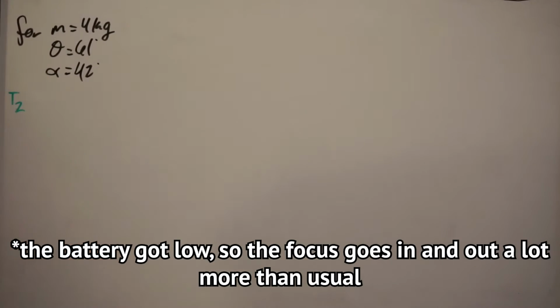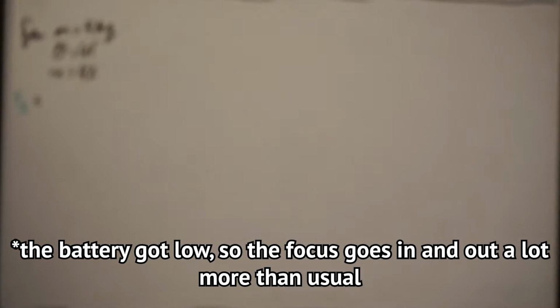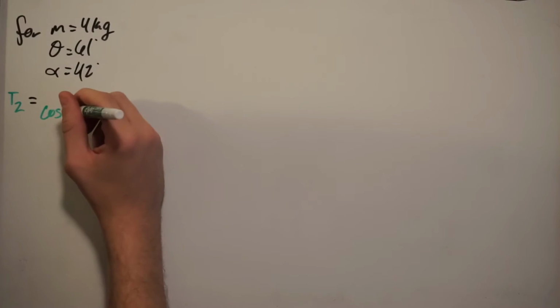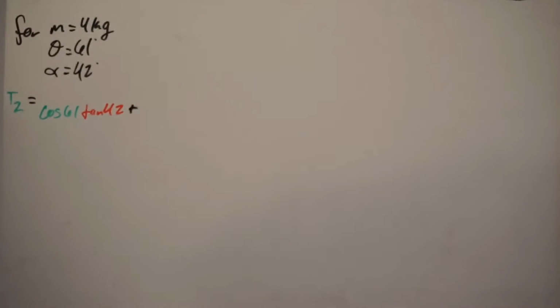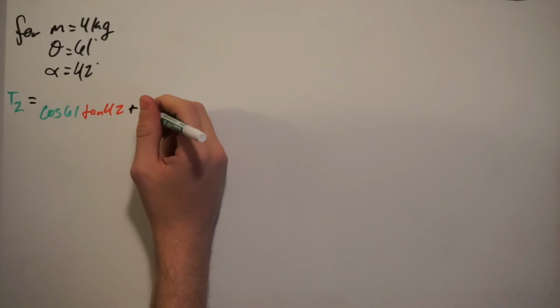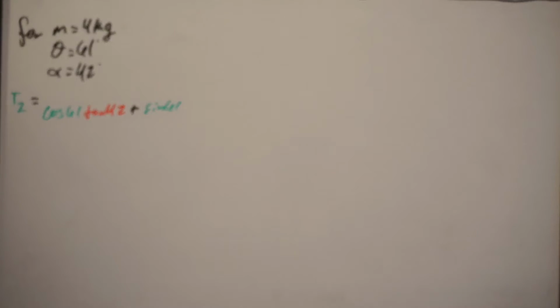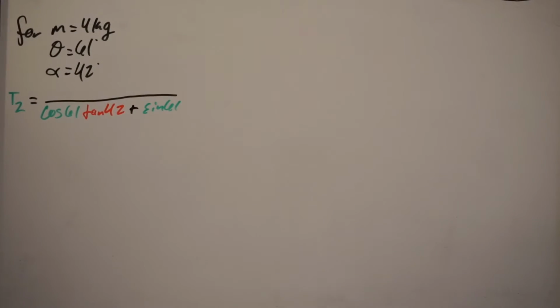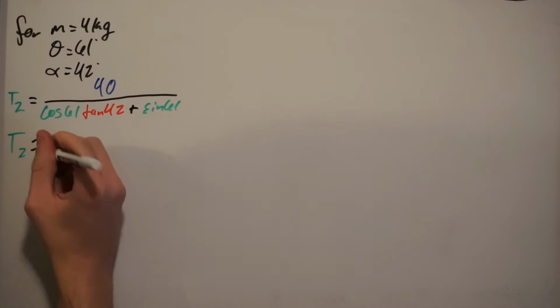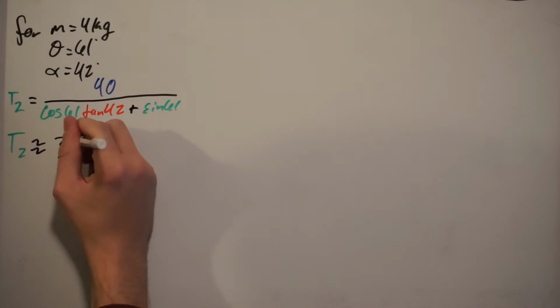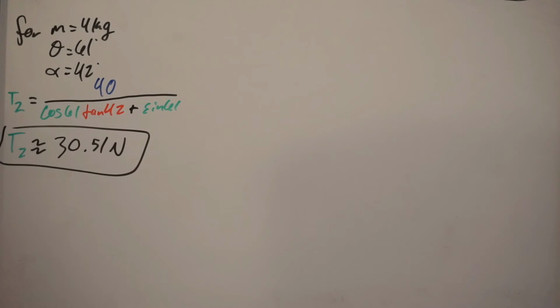Using this, let's find T2. So T2 we defined as cosine of the adjacent angle, so cosine of theta, 61, times tangent of the opposite angle, tangent of alpha, so tan 42, plus sine of the adjacent angle, sine theta, or sine 61. And that's all under the weight force, mg. Oh yeah, I forgot to define my weight. Let's use m of 4 kilograms. We end up with 40 over cosine 61, tangent 42, plus sine of 61. And when you plug that massive garbage into your calculator, you will get T2 is about 30.51 newtons.